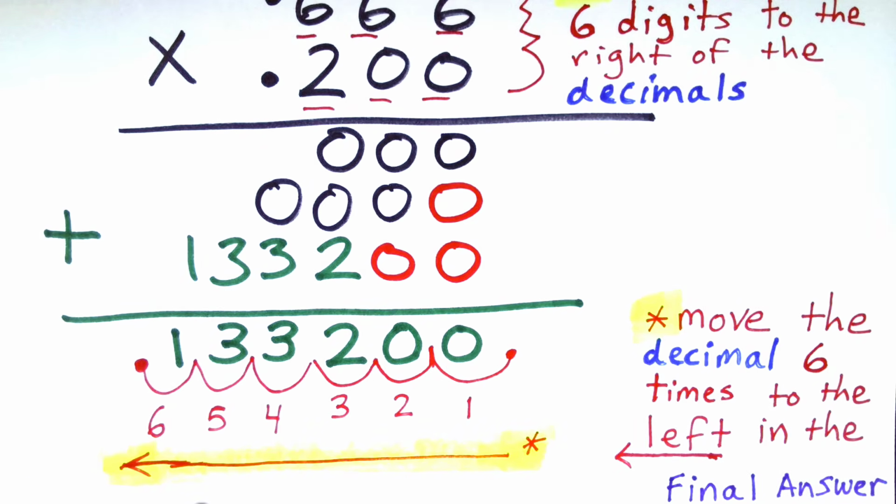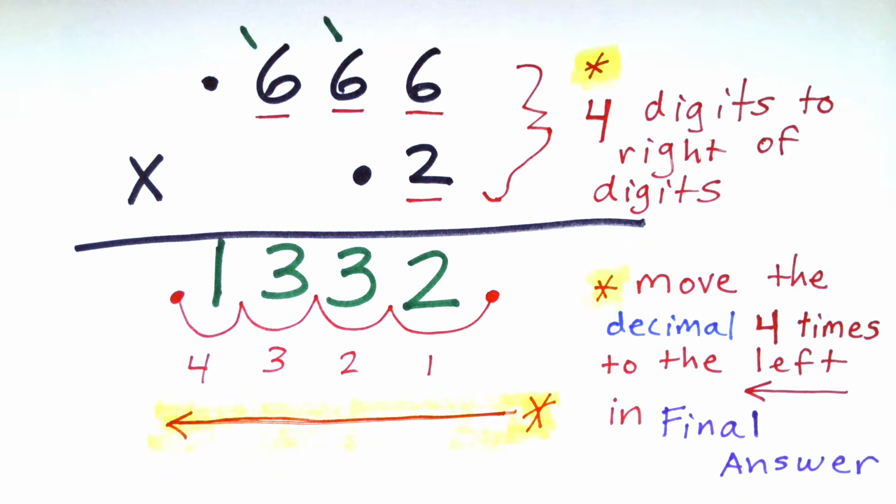And so our final answer in this problem will be 0.1332. You can add those zeros or not. I'm going to show you in just a moment what you would get if you just multiplied the 0.2 times 0.666. Let's check that out.